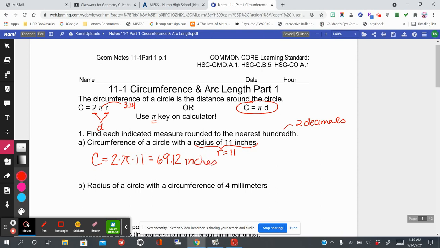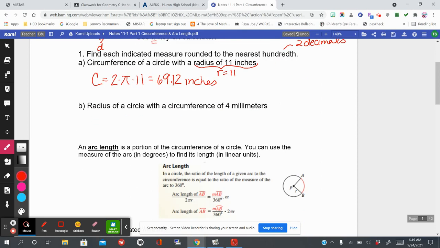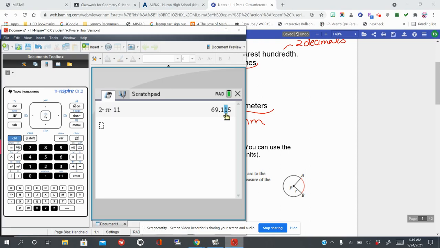All right, let's look at B. Radius of a circle with a circumference of 4. So now we're going backwards, 4 millimeters. We're going to use the same formula. We're just going to fill in circumference instead. Since 2, pi, and r are all multiplying together, we're going to divide out what we don't need on both sides. Then radius is going to end up being 4 divided by 2 pi, or 2 divided by pi.